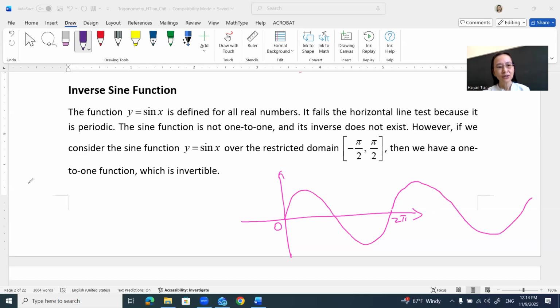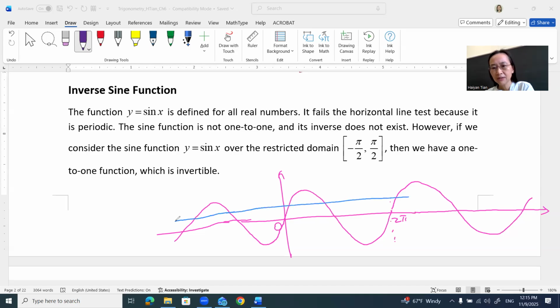So we can draw as many periods of the sine function as possible. Here's one period from 0 to 2 pi, but it doesn't matter, it's defined on all real numbers. You can extend it to the left as well. Then you can draw any horizontal line. Let's draw a horizontal line in a blue color.